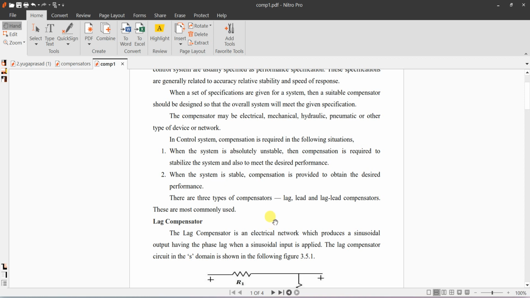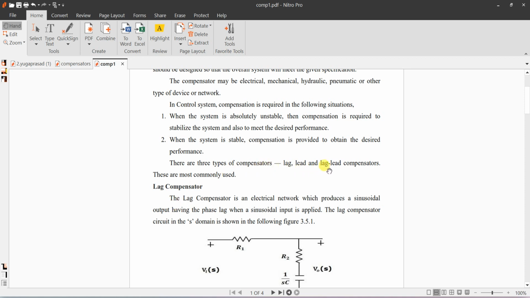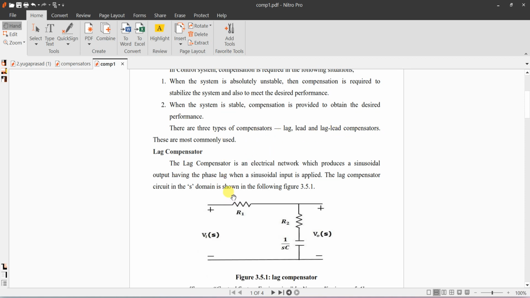We can have three types of compensator: lag compensator, lead compensator, and lag lead compensator. For your syllabus, lag lead is given. So let us see what a lead compensator and a lag compensator are. Finally, I will explain what lag lead is.